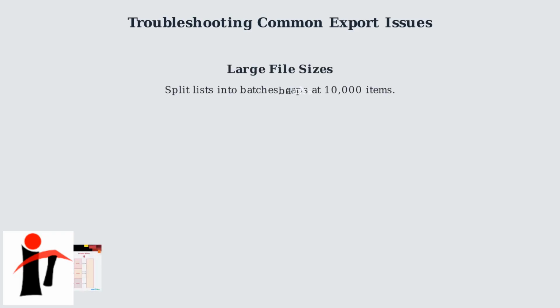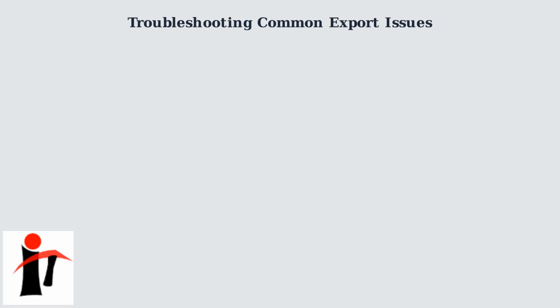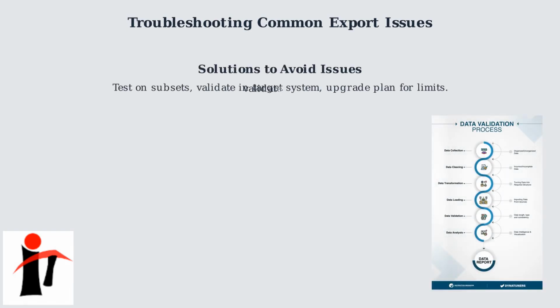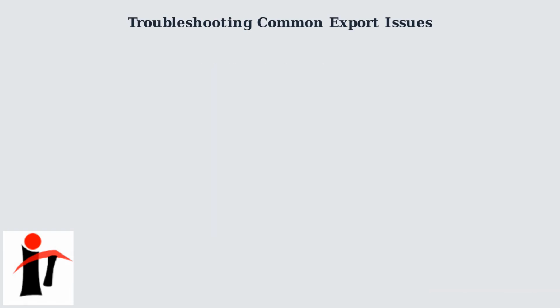Large file sizes can cause exports to fail or become unwieldy. Podio caps exports at 10,000 items per file, so split large lists into manageable batches to ensure successful downloads. To avoid these issues, always test exports on small subsets first, then validate the data in your target system. Ensure proper permissions and consider upgrading to a paid plan for higher export limits.